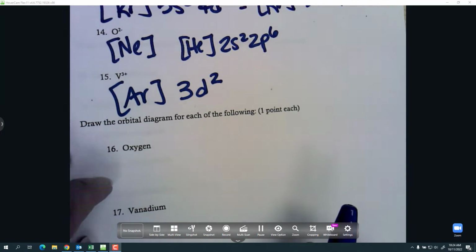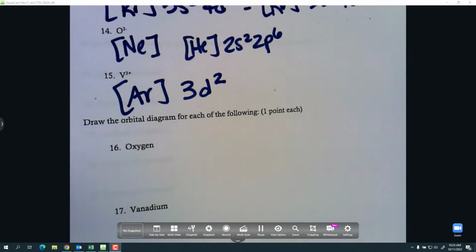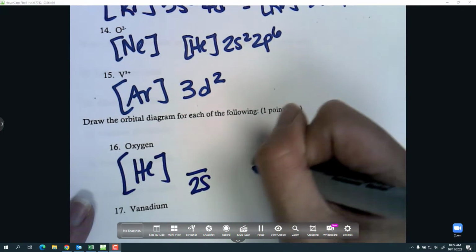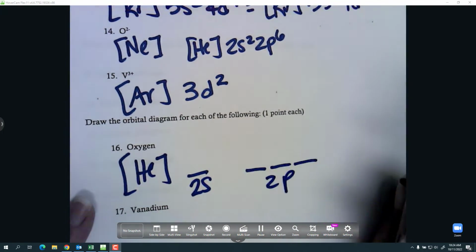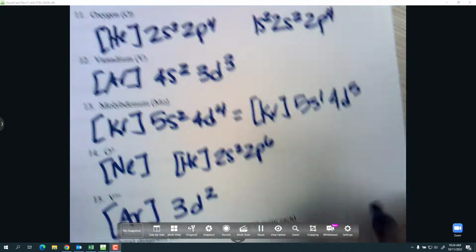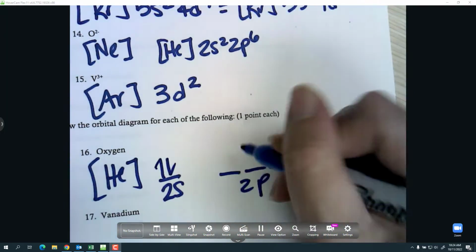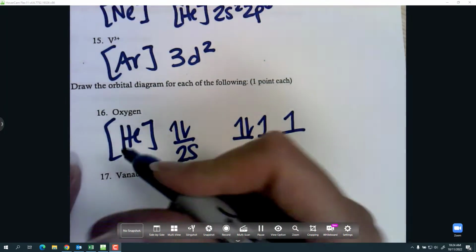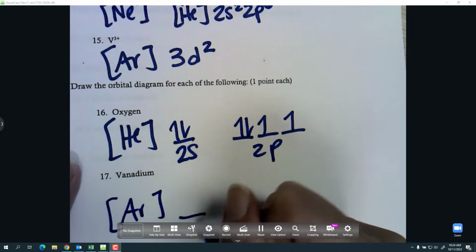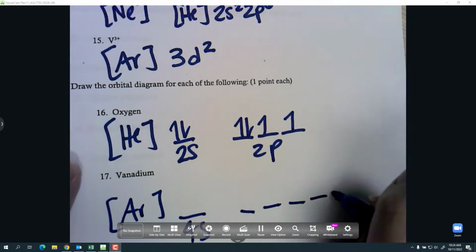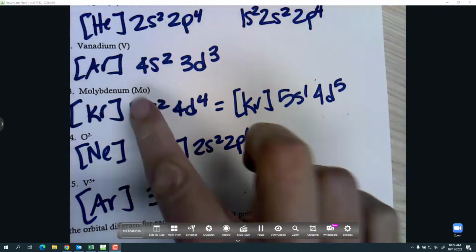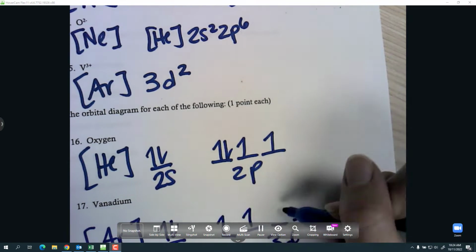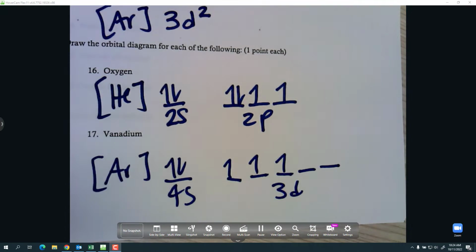Okay, and since we have these electron configurations, drawing the orbital diagrams will be a piece of cake. Helium. I look back up here, I had 2s2, 2p4. So 1, 2, 1, 2, 3, 4. And then for vanadium, S2, D3, like that.